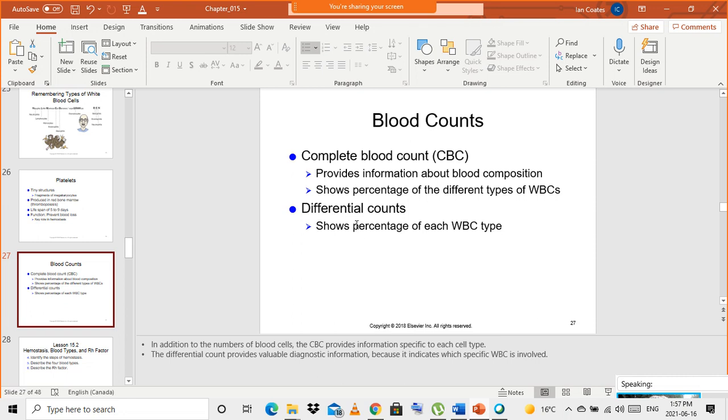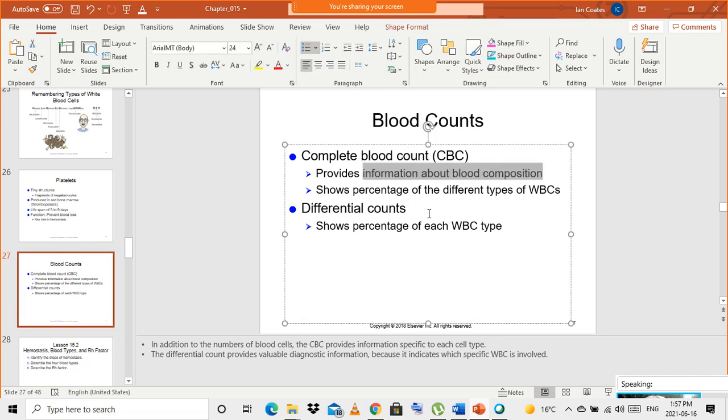Okay. A complete blood count provides information about blood composition. They take a sample of your blood and count the number of RBCs that are on the slide under the microscope, and they make a projection about how much blood you have, these kinds of things. So we can count the blood. You can even count the RBCs or the WBCs as well.